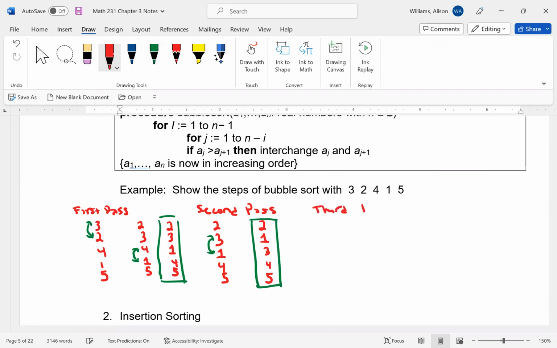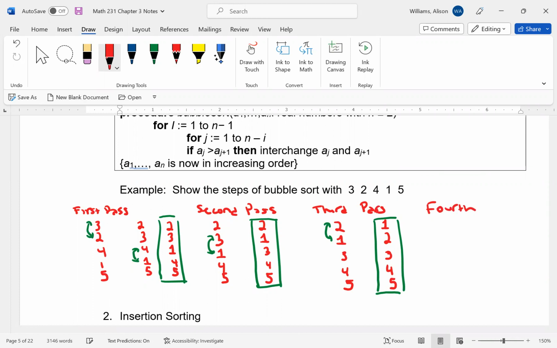Third pass. Okay, 2, 1, 3, 4, 5. Looking at the first two, those two need to be exchanged. So then I have 1, 2, 3, 4, 5, and I know that's done. This is in the right order. But we're not done as a computer. I'm just saying there's nothing more being interchanged. So after my third pass, I still have one more pass to do because I'm a computer and I don't know better. I'm going to make sure that the last pass is the pass where I don't actually interchange anything.